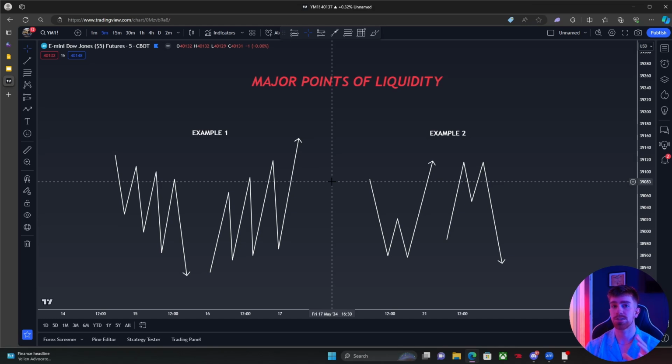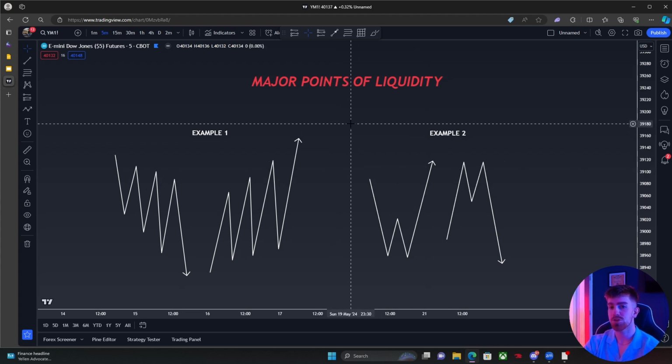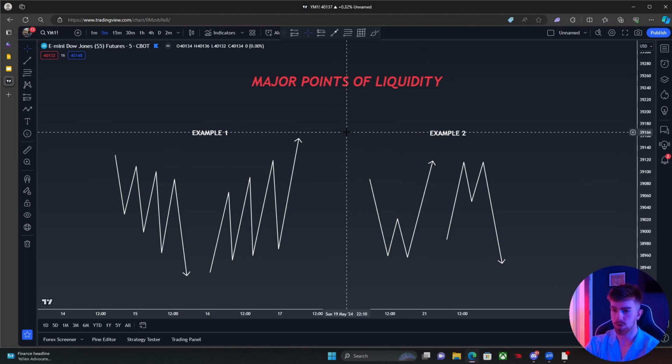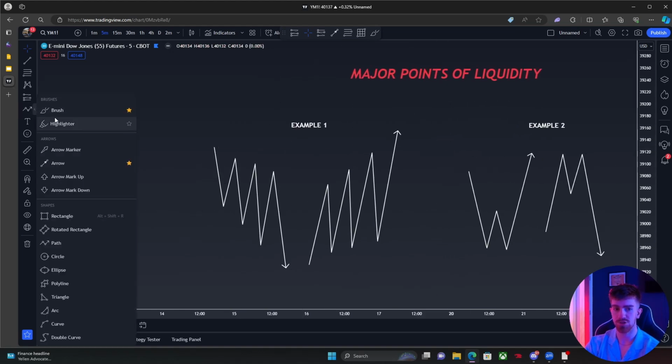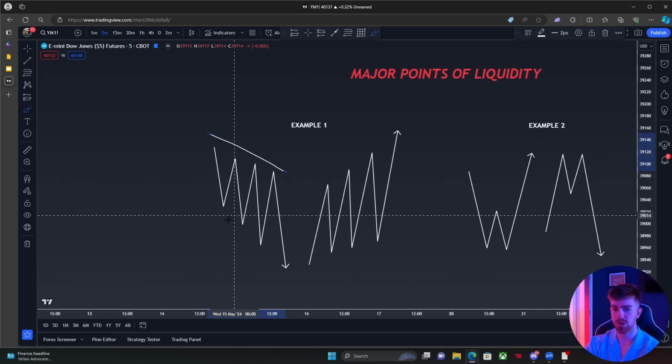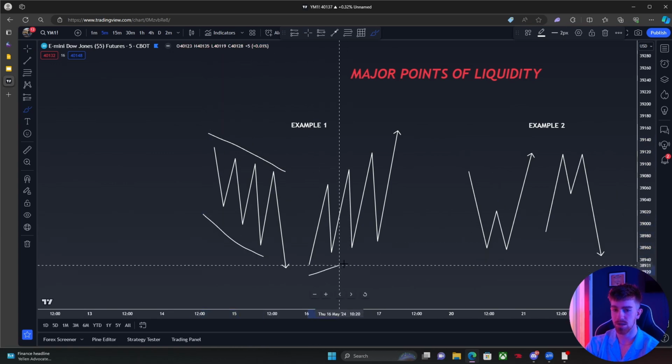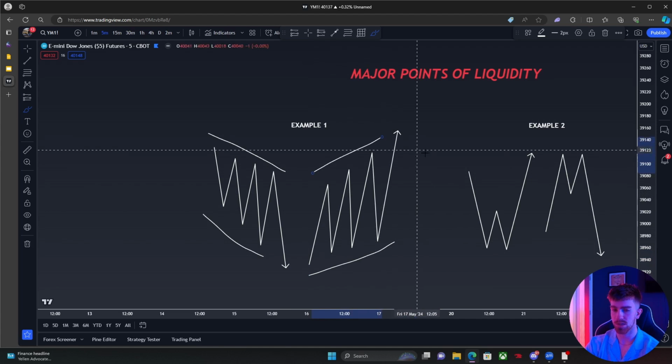So I'll break down all the examples right now. There are 2 main examples I want to show you today. And I promise you, this will help you immensely. So these are the 2 main points of liquidity within the market. For example, number 1, what we have here is a trend, right? We have a major channel being formed to the downside, a major channel being formed to the upside.